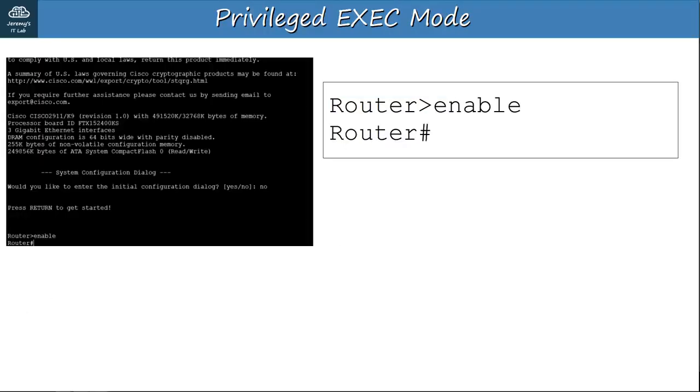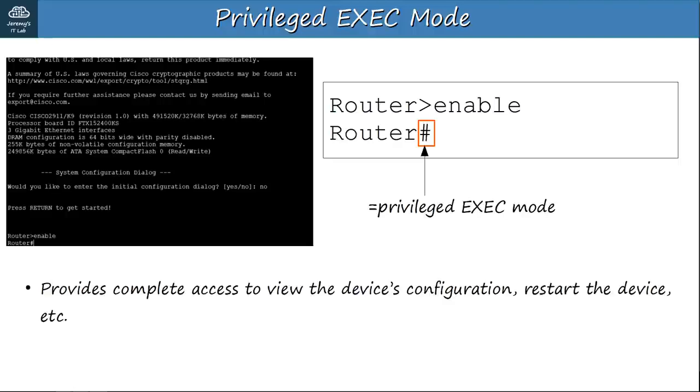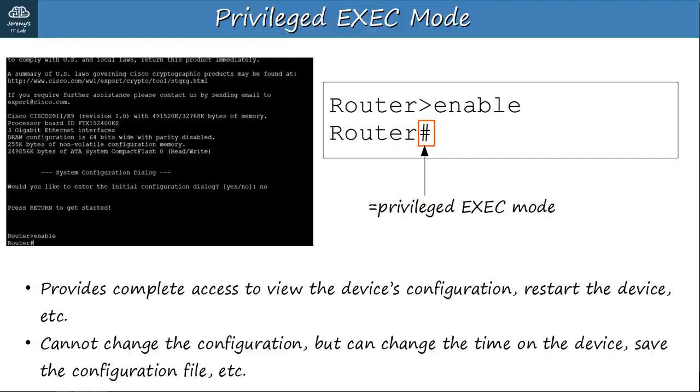If you enter the enable command in user exec mode, you will be placed in privileged exec mode. In privileged exec mode, a pound sign or hashtag, whatever you want to call it, is displayed. Privileged exec mode provides complete access to view the device's configuration, restart the device, etc. This is not the mode in which you actually change the configuration.